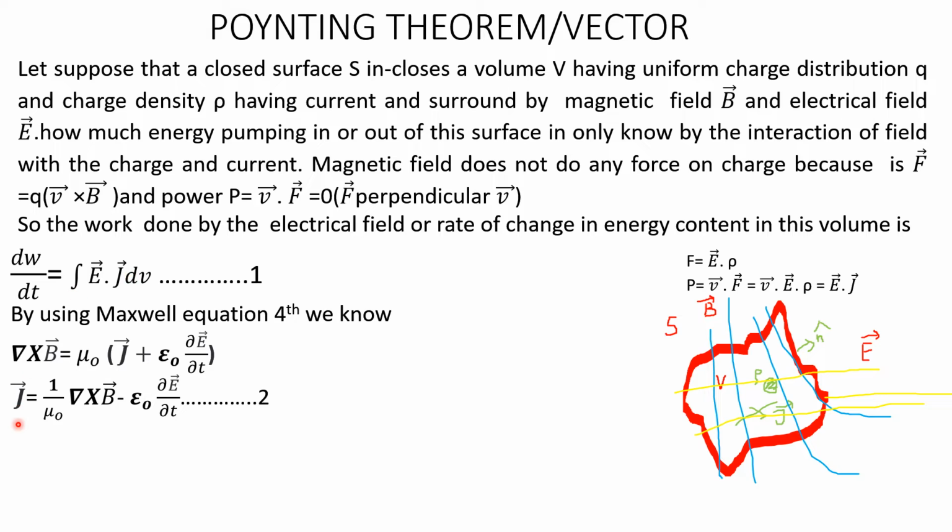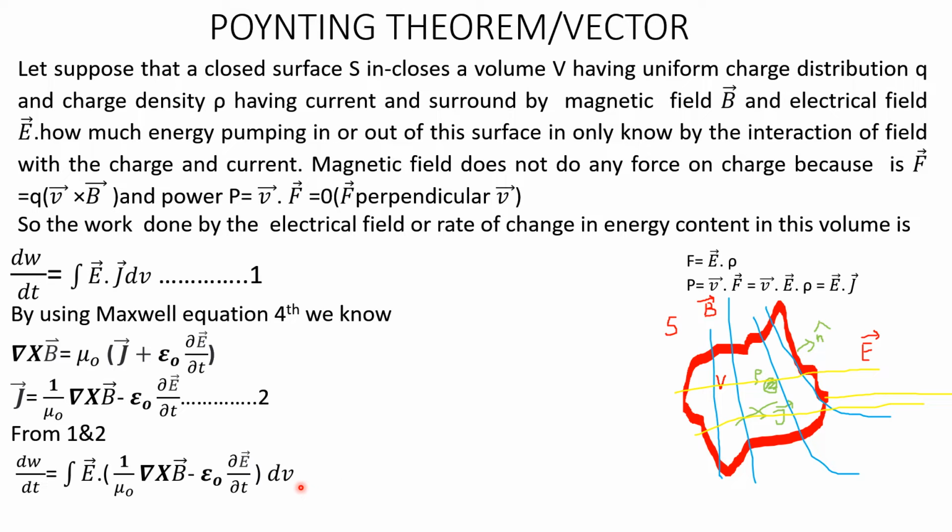Now I am going to substitute the value of J from equation number 2 into equation number 1. So my equation becomes like that. My rate of work becomes like that.